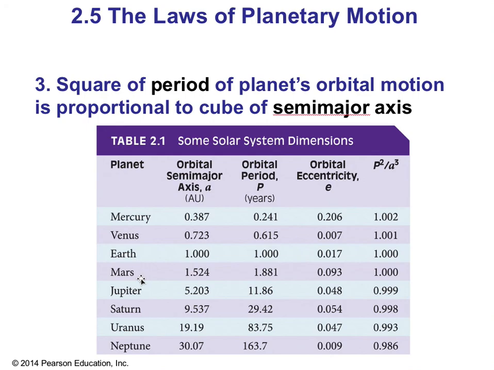The third law indicated that there is a relationship between the planet's period of orbital motion and the cube of the semi-major axis. And this will make more sense once we get into a Mercury study that will really outline those three laws of planetary motion for you.